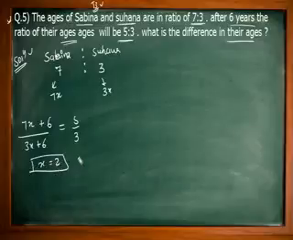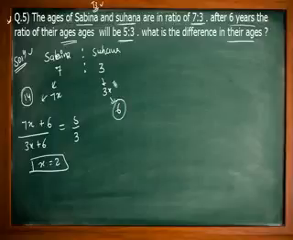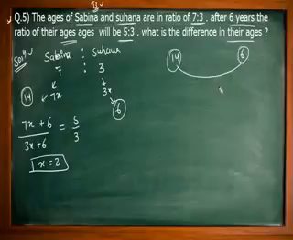Put the value of x here, so it will be 3 × 2, that is 6, and 7 × 2, that is 14. 14 and 6 are the ages of Sabina and Suhana, and the question is asking what is the difference between their ages. So one value we got is 14, and the second is 6. The difference between 14 and 6 is 8 years. So this is your answer.